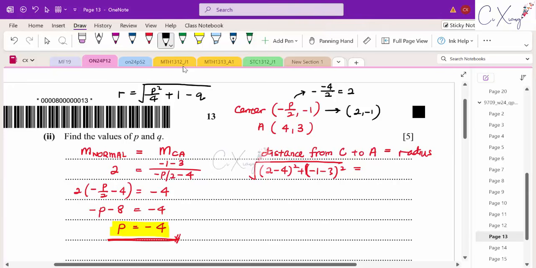So if p is 4, 4 squared becomes 16. 16 divided by 4, you get 4. 4 plus 1, you get 5. So your radius can be expressed as the square root of 5 minus q. Now simplify the left hand side and get rid of the square root. You can cancel off the square root on both sides. So you have 2 squared plus 4 squared. 2 squared is 4, 4 squared is 16, and it is equal to 5 minus q. So from here, very easily, you can get the value of q, which is negative 15.